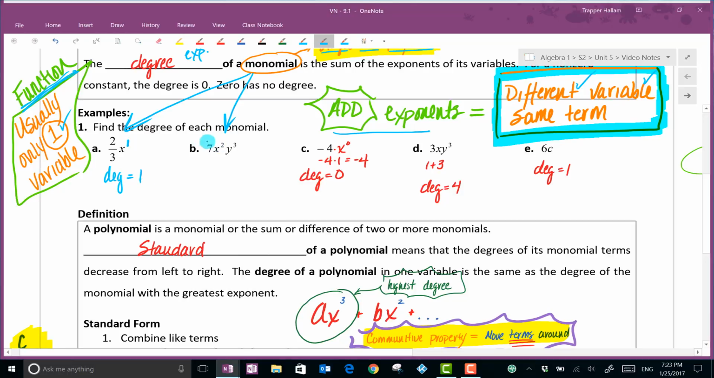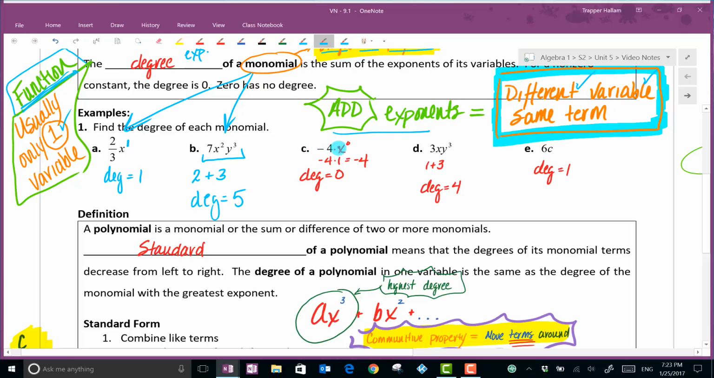Okay, looking at this one here, this has got two variables and it's in one single term. It's important to identify that. What we're going to do is take the exponents of both of the different variables. Here's x, that's our one variable, and y is our other one. The exponent of x is 2, and we're going to add that to the exponent of y, which is 3. Then we add them together, and that's going to give us the degree of that particular monomial. Again, most of the stuff we're going to do with functions will not have that happen.